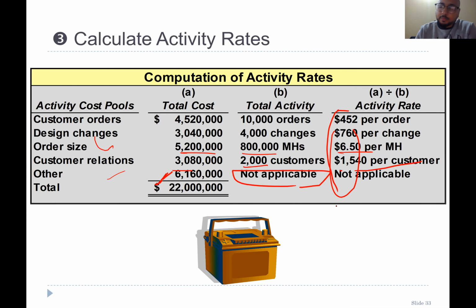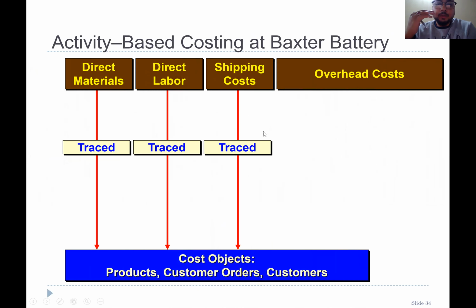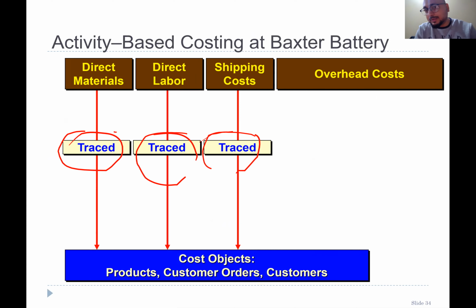Let's talk about it in our coming slides. Here we go. So we know that direct material is easily traced, direct labor is easily traced, shipping cost is easily traced. The only thing that we fight for, with different methods, variable costing, relevant costing, absorption costing. And now ABC costing, we find out overhead cost based on ABC costing.